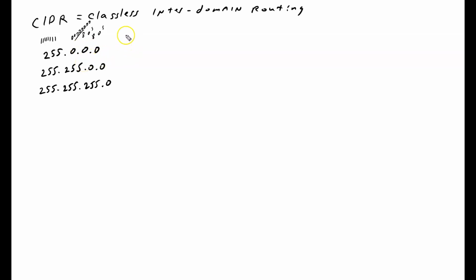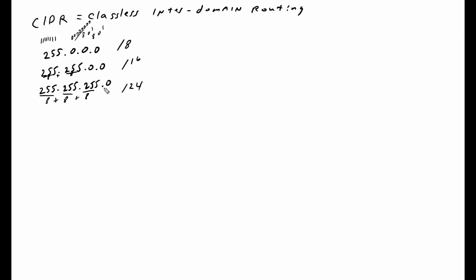So we designate that with CIDR notation as a /8. Over here I've got 8 plus 8, so that's a /16. There are 16 contiguous ones. Here we have 8, 16, 24, so that's a /24. Now the nice thing about CIDR notation is that I can designate any subnet mask, and they don't have to fall on these octets. They can be in between.